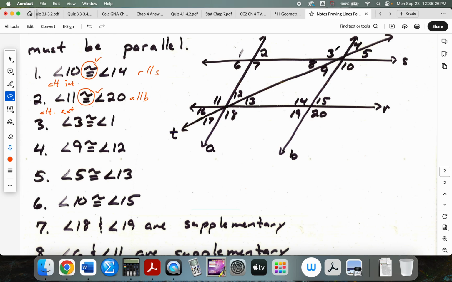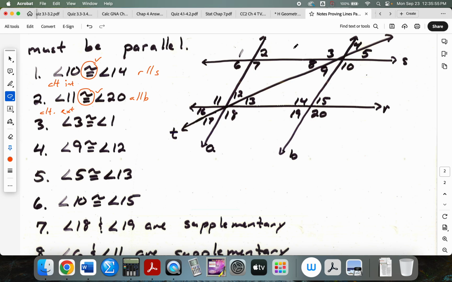All right, next one. Angle 3 is congruent to angle 1. So first I want to look for the transversal. That's the line that is a side for both of those angles. Which line is the transversal? S. The other side of 2 is A. I'm sorry, the other side of 1 is A. The other side of 3 is B. So it's either going to be A is parallel to B or it's going to be none.